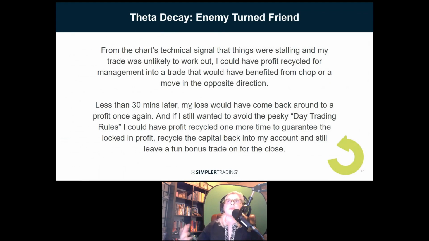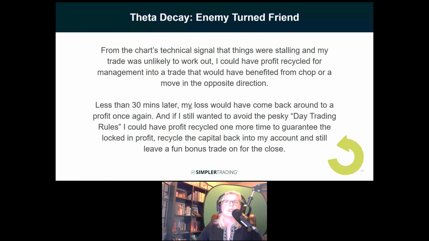And so, from the chart's technical signals that things were stalling and my trade was unlikely to work out, I could have profit recycled this for management into a trade that would have benefited from the chop and a move in opposite directions. It just personally was a little bit outside my risk tolerance. So I didn't take it, but I still tracked the trade idea to see how it would have worked out. And less than 30 minutes later, my loss would have come back around to a profit once again.